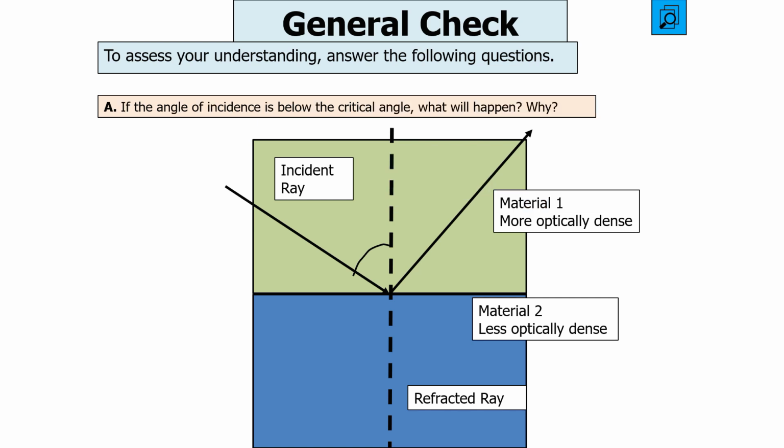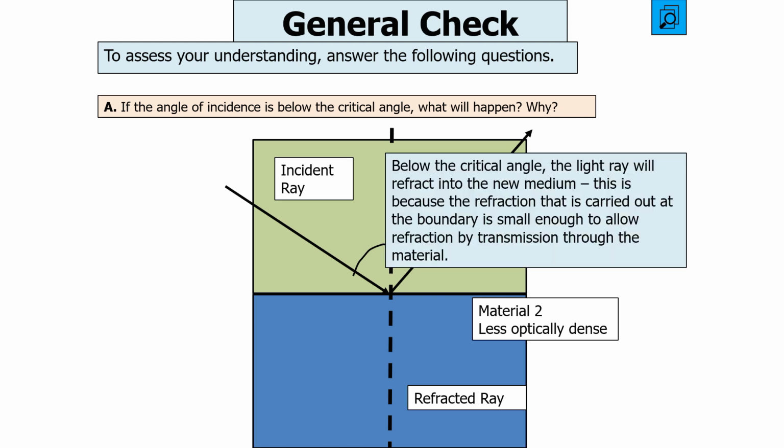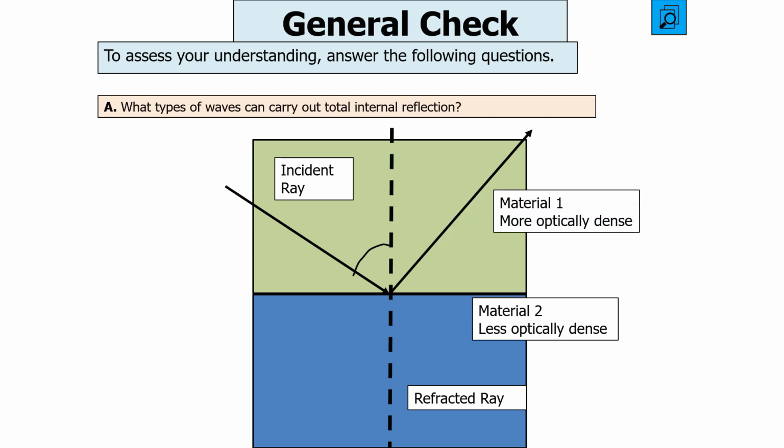If the angle of incidence is below the critical angle, what will happen and why? Pause the video now, then unpause the video when you want to go through your answer. Below the critical angle, the light ray will refract into the new medium. This is because the refraction that's carried out at the boundary is small enough to allow refraction by transmission through the material.